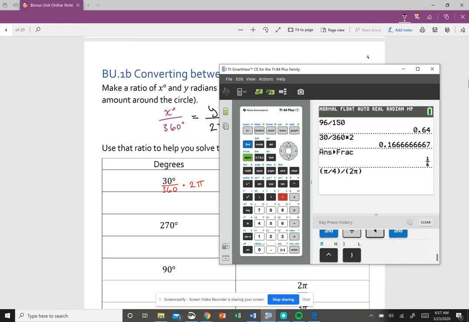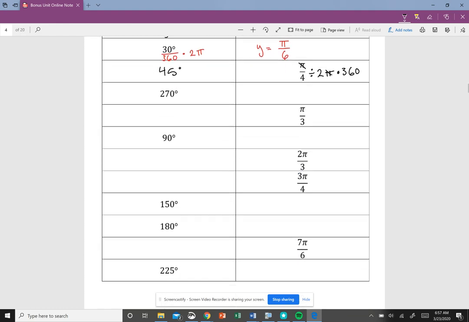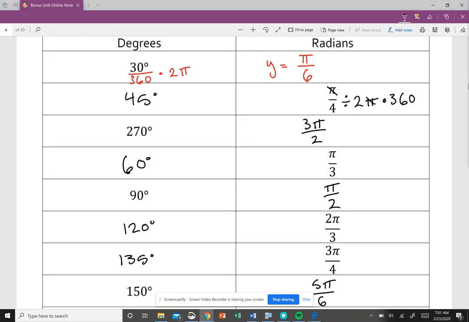Parentheses, I'm using them, that's important. And then I want to multiply that by 360. Okay, and I get 45. So this is actually 45 degrees. Okay, I want you to go ahead and try the rest of this. I'm just going to be posting what the answers are in just a second.